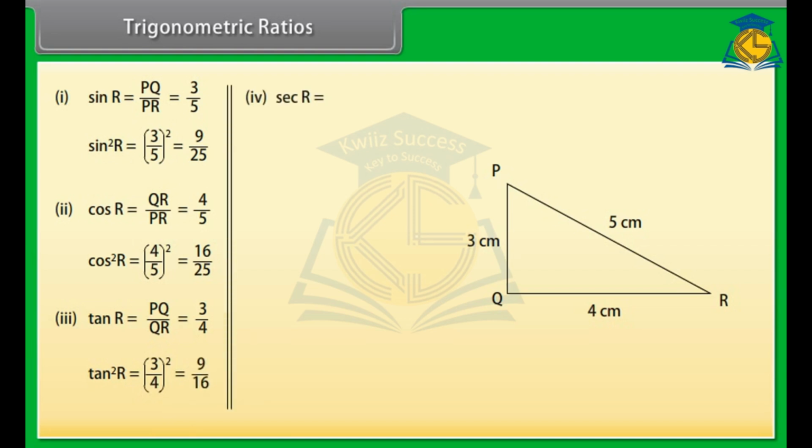Sec R is equal to 1 upon cos R, which is 5 upon 4. Sec square R minus 1 is equal to (5 upon 4) whole square minus 1, which is equal to 25 upon 16 minus 1, which gives 9 upon 16, which is tan square R.